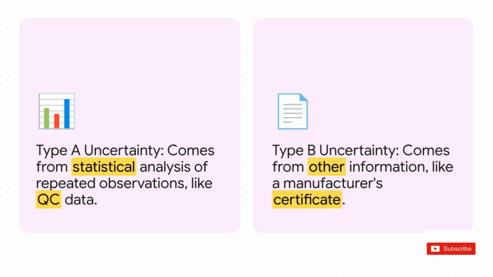And we figure out these uncertainties in two ways. Type A uncertainty comes from the statistical data we generate right there in the lab, like running the same quality control sample over and over and seeing the variation. Type B, on the other hand, comes from outside information, like the spec sheet from the instrument manufacturer or the certificate that comes with the calibrator. You need both for the full picture.